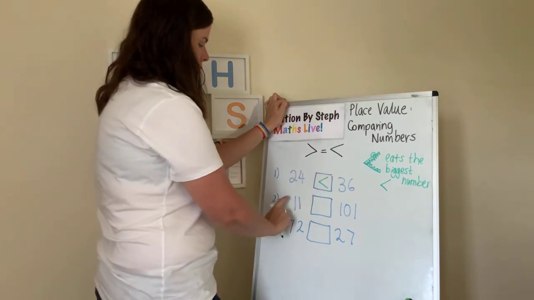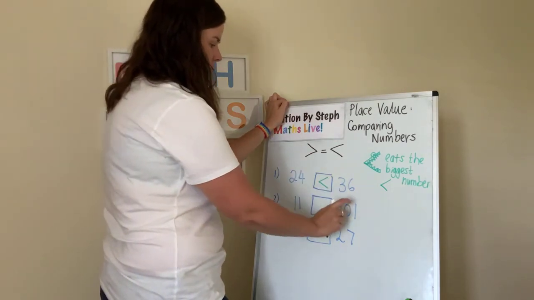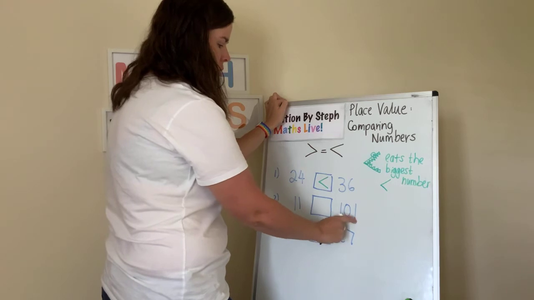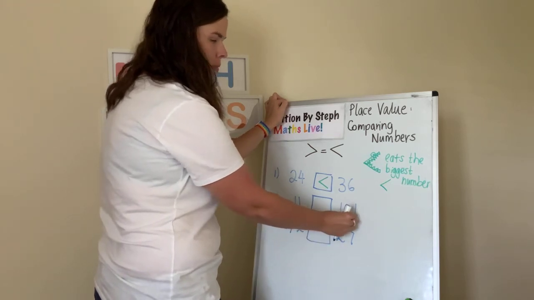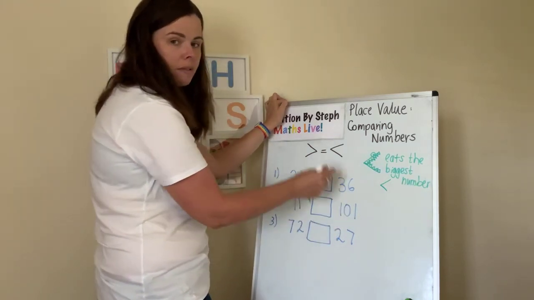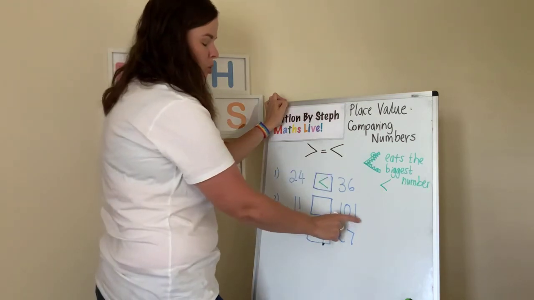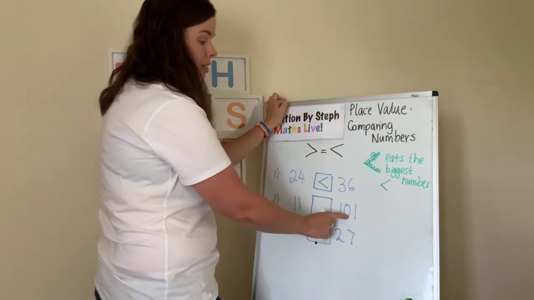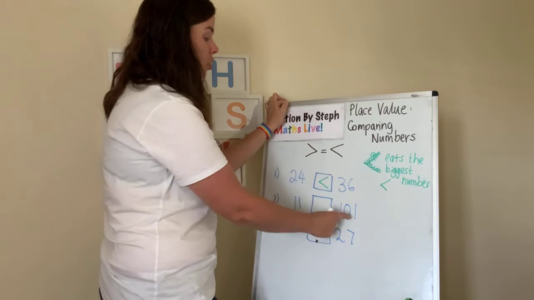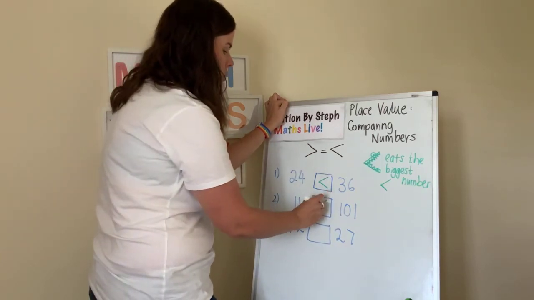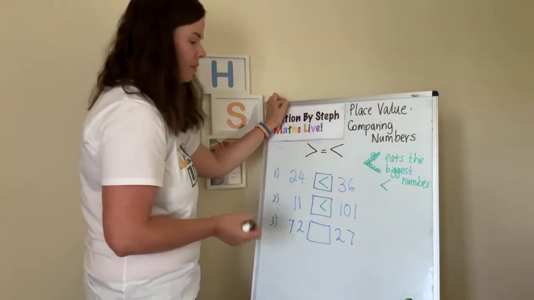Next one, we've got 11, and we've got this number. Now it's got a 1 and a 1, but it's been separated by a 0. The 0 is acting as a placeholder. So it's got 1 unit, no tens, and 100. So it's 101. And 101 is bigger than 11.